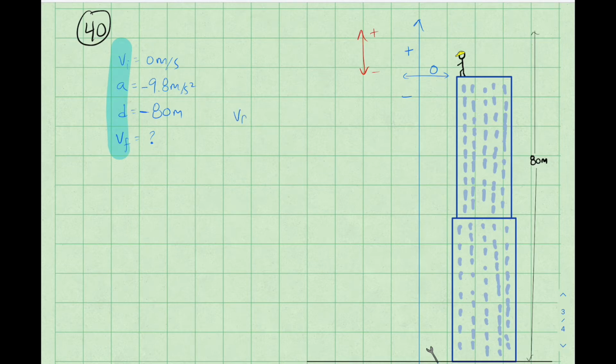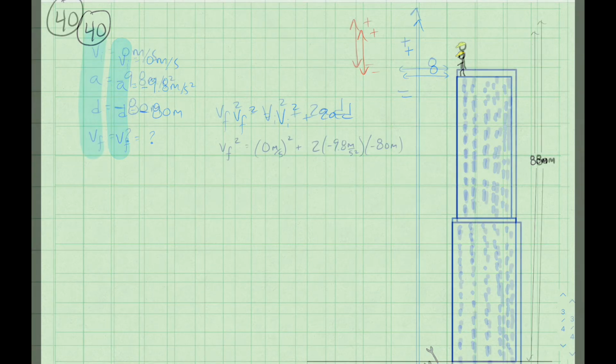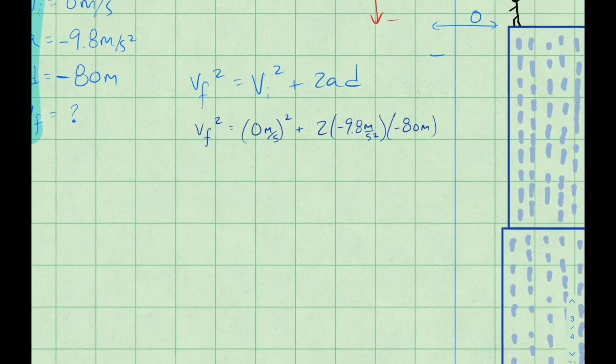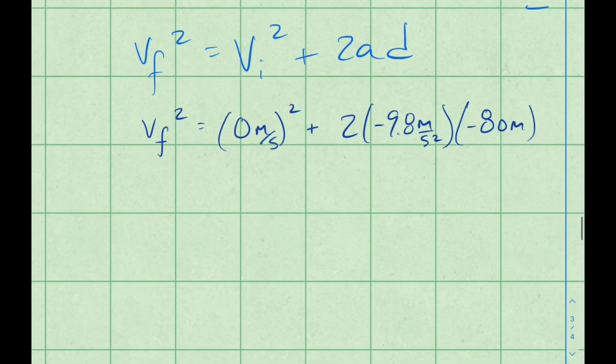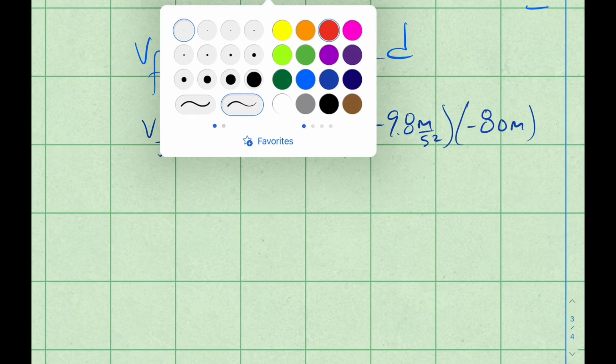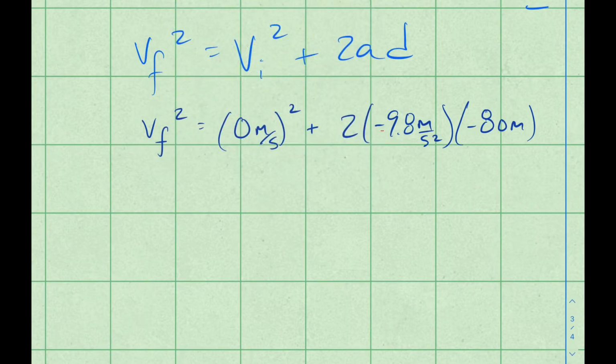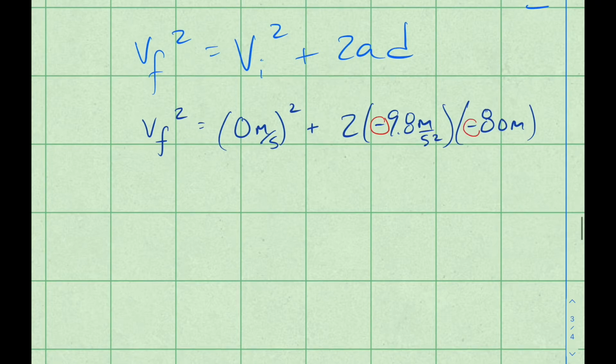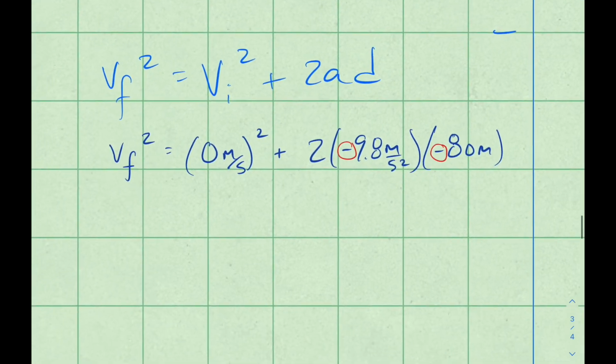The equation that we want to use as a result is VF squared equals VI squared plus 2AD. I just want to call your attention to a couple of things as we start to substitute in. Firstly, it needs to be noticed that these are both negative signs. It's hard to underline a negative sign, so I'll circle them. That's a negative sign, and that's a negative sign.